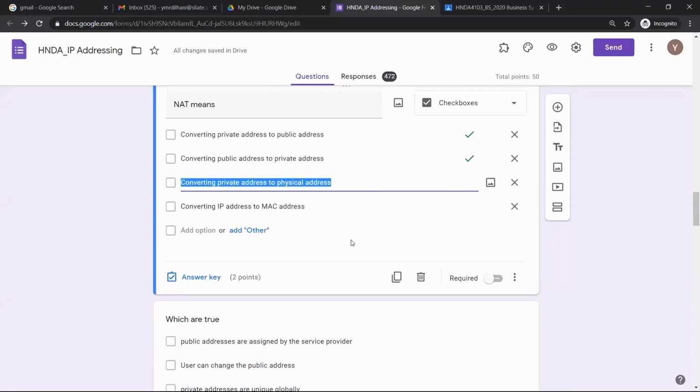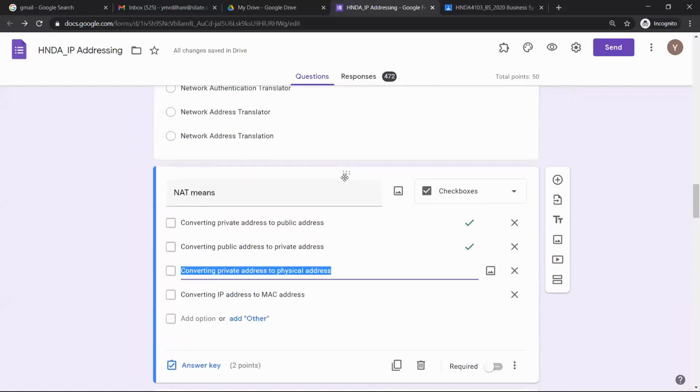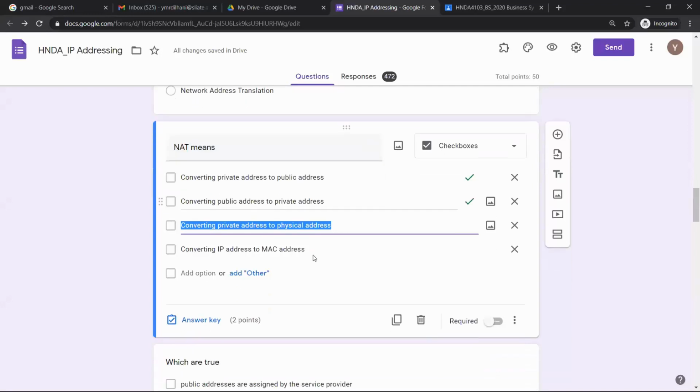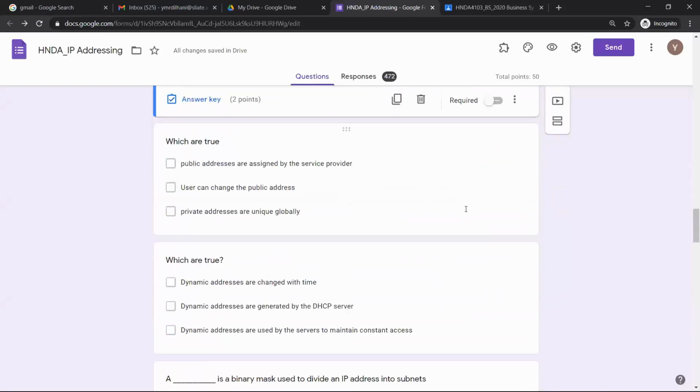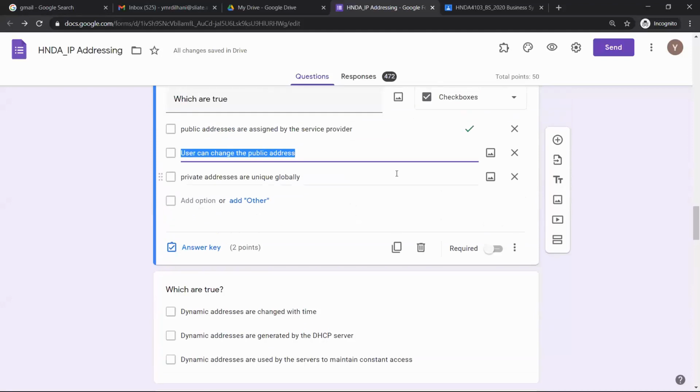Right, so I have already answered this question. NAT means network address translation, which means converting a private address to a public address, and vice versa, converting a public address to a private address. That conversion process is called NAT, and it happens both ways: private to public as well as public to private. So for this question, a tick should be used for both these choices, which are true.